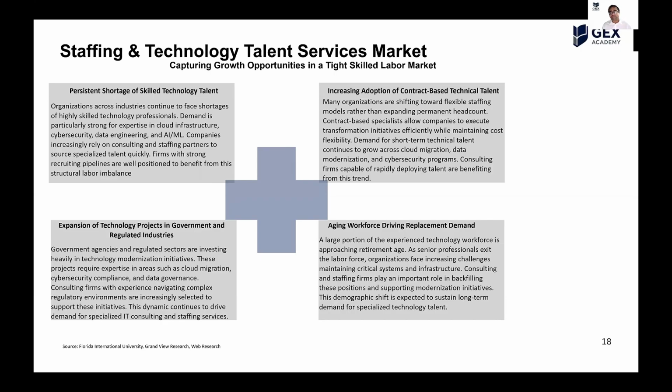So organizations may have budgets, they may have strategic objectives and approved projects, but if you don't have the right talent, execution becomes difficult. So one of the first trends highlighted here is the persistent shortage of skilled technology talent. Across the market, organizations continue to compete for professionals with expertise in areas like cloud infrastructure, cybersecurity, data engineering, AI, enterprise software. But in many cases, demand for these skills exceeds the available supply.